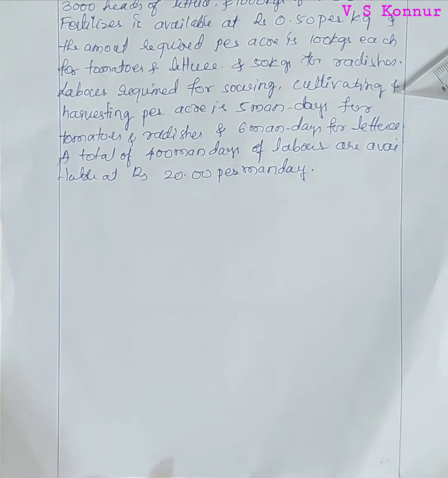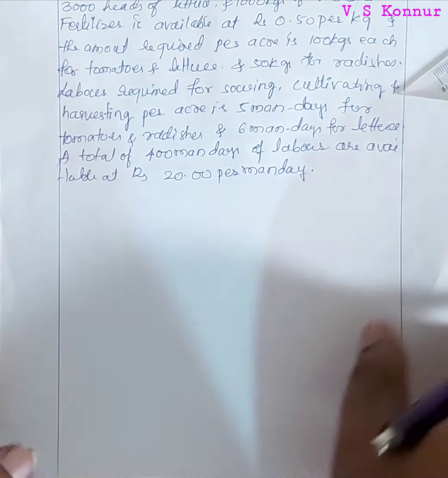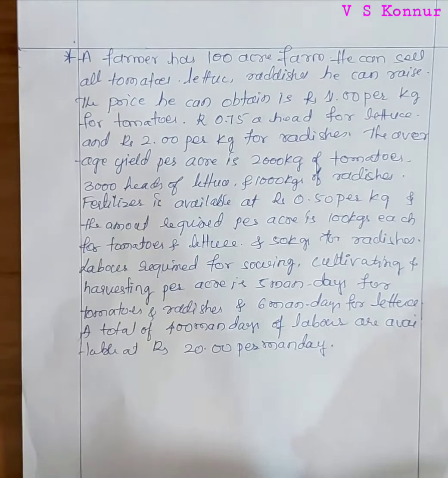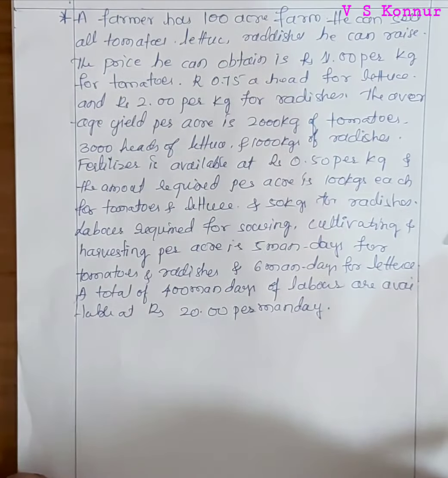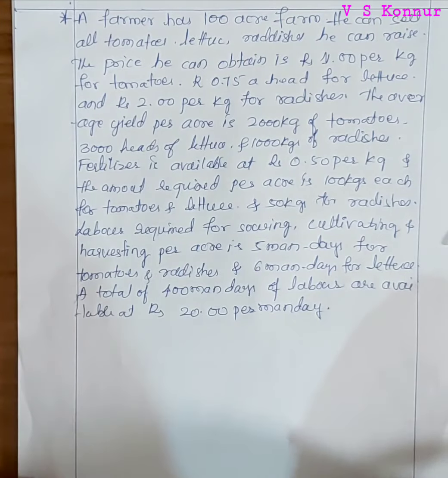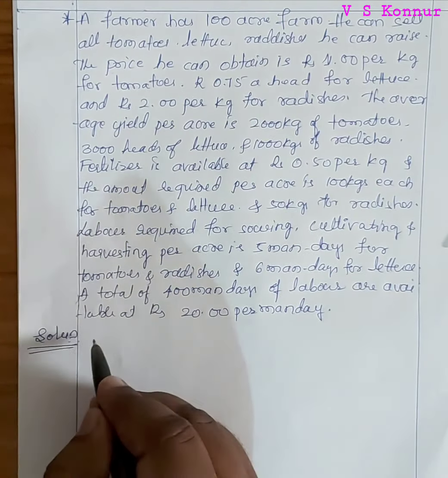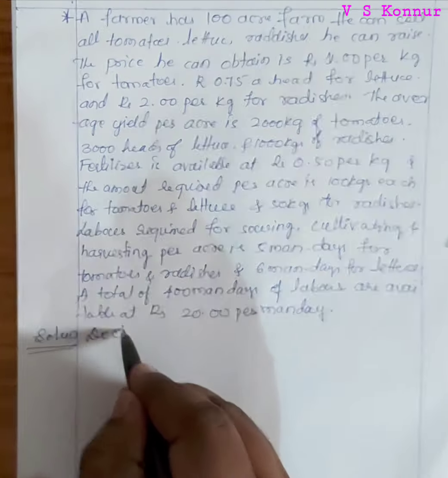Next we'll go for a farmer problem. A farmer is having 100-acre land. It is also the same type of problem, expenditure and cost. We have to define decision variables at the beginning.